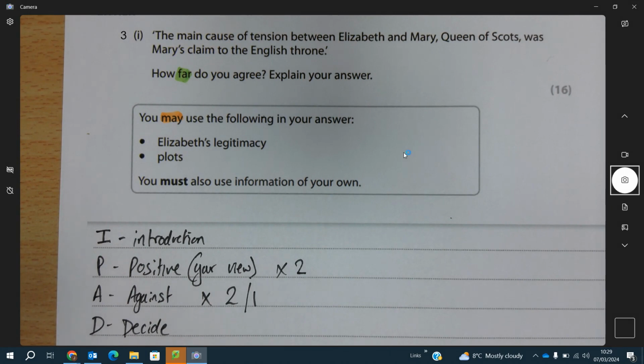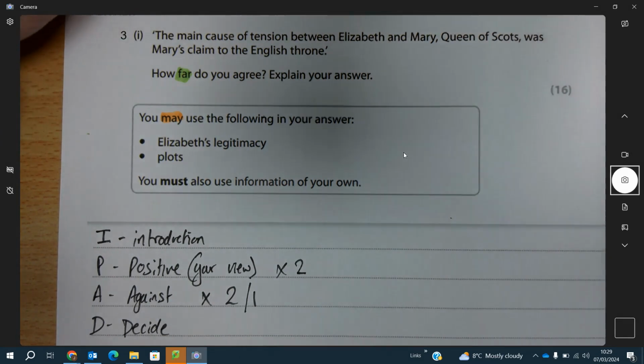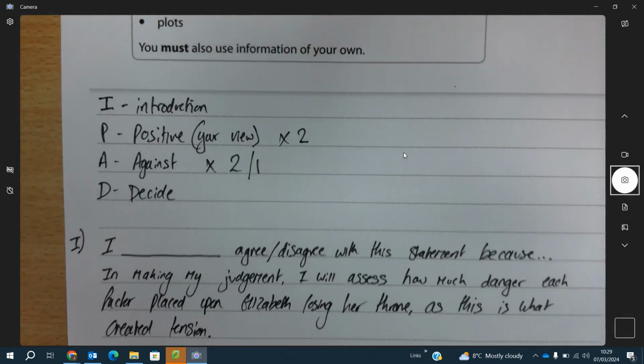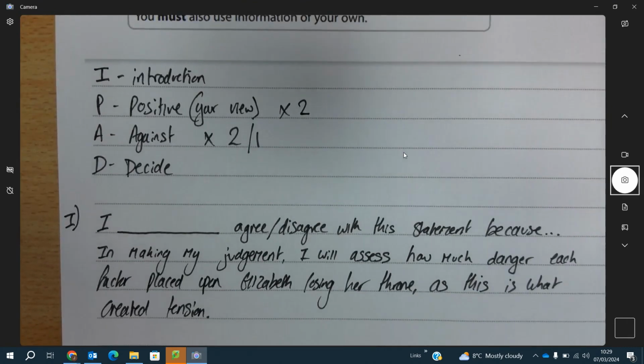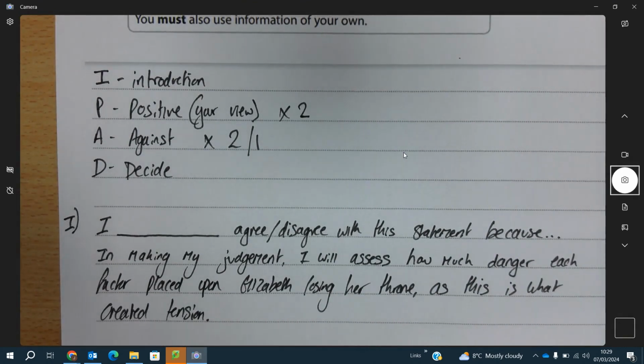And then finally, the decision or your conclusion. This is much the same as the introduction in terms of just summarizing why you think the way you think. So in terms of how this would look in an exam paper then, this would be an example of my introduction here. Some of you get a little bogged down with the introduction, but it should be nice and easy.